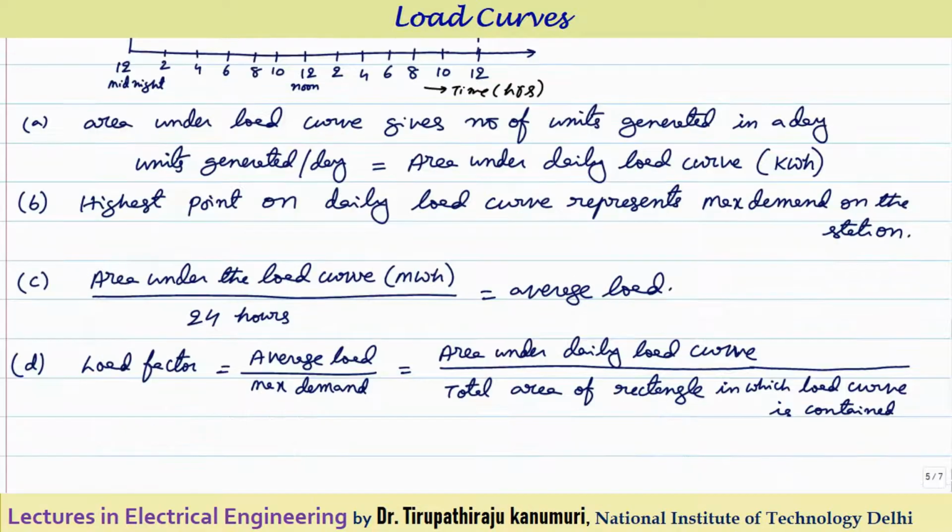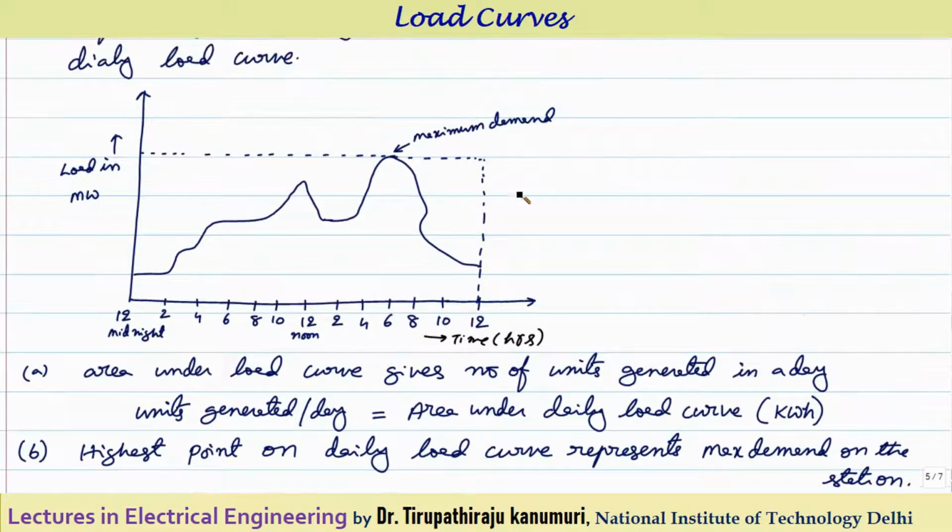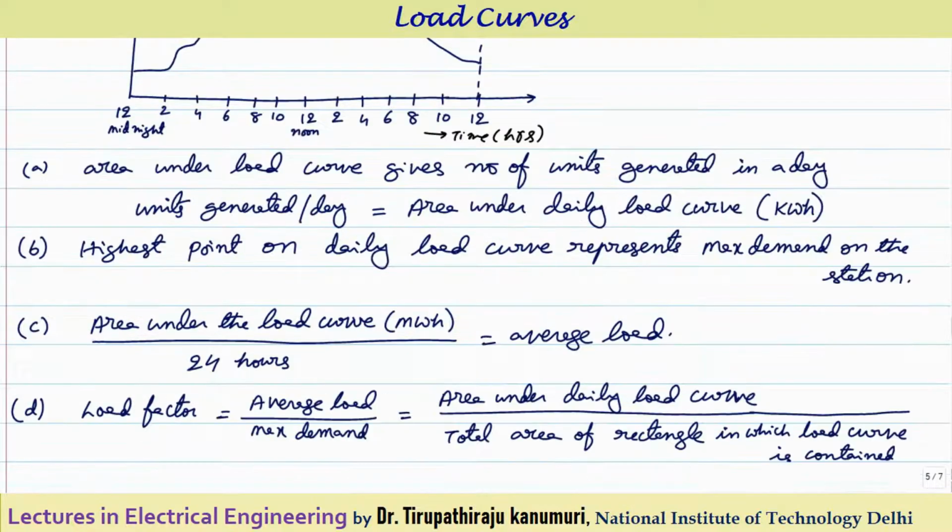Agree with me? So the same thing is represented as the area under the daily load curve divided by the maximum demand multiplied by the total duration. Here the maximum demand is here, and multiplying it by the total duration represents the area of the rectangle enclosing this maximum demand. Touching the maximum demand, I draw a rectangle covering the entire duration, and the area under this rectangle gives the maximum demand multiplied by 24 hours.